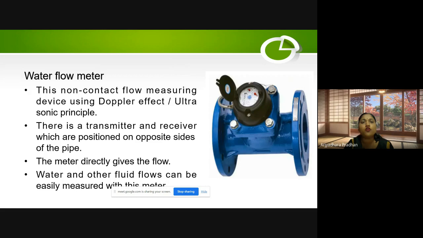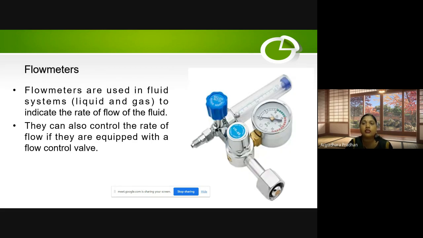Now we have another flow meter, that is the water flow meter. These non-contact flow measuring devices use the Doppler effect, or we can say the ultrasonic effect. There is a transmitter and a receiver which are positioned on opposite sides of the pipe. The meter directly gives the flow, and water and other fluids can be easily measured by this water flow meter. Then there are simple flow meters which are used to measure the flow of liquids and gases, and they are also used to control the rate of flow if they are equipped with flow control valves.